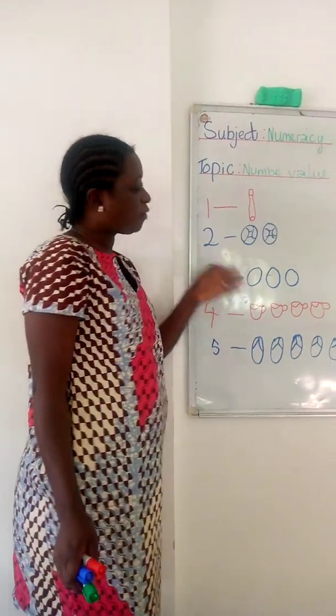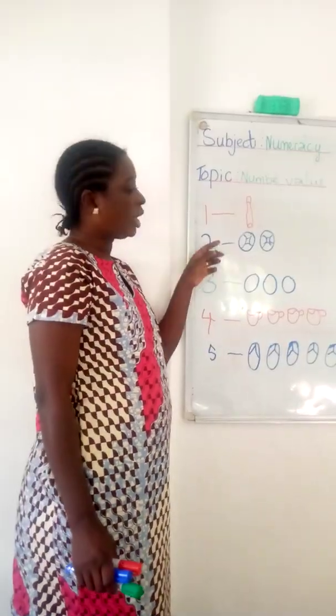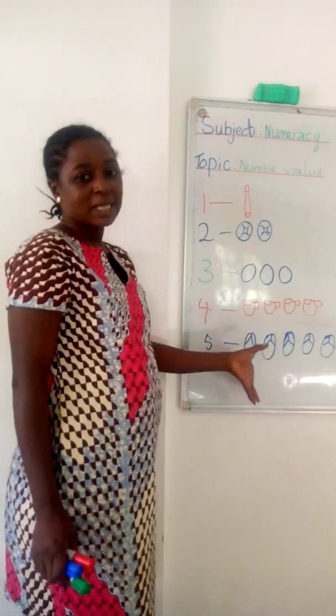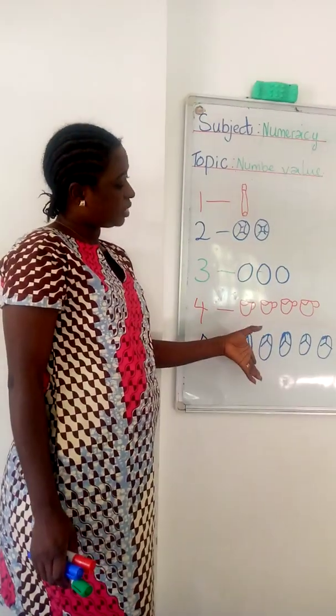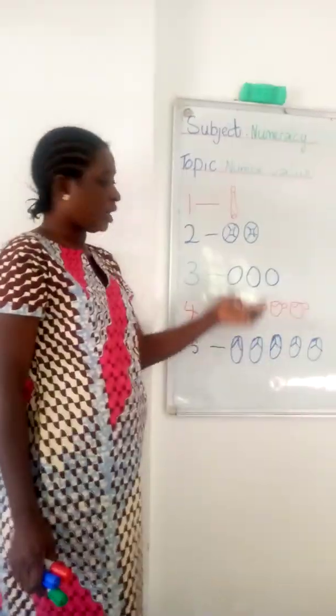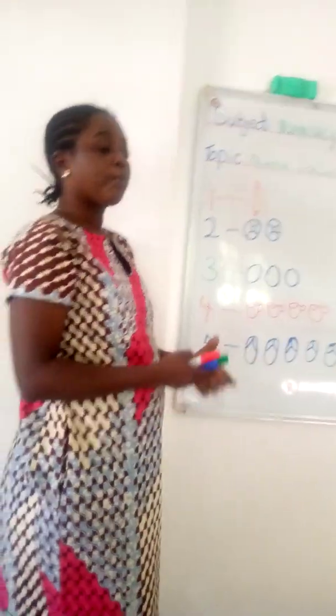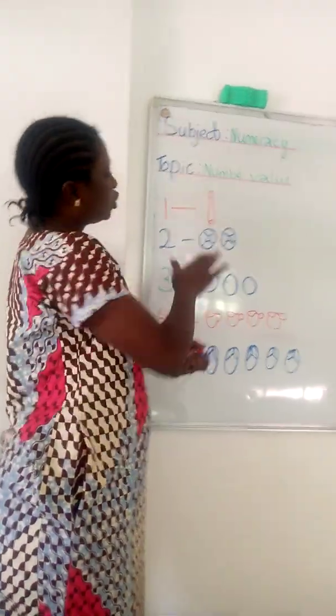So I have some work for you to do in your exercise book. I wrote number 1, 2, 3, 4, 5, and I asked that you draw circles to represent each number. So for number 1, make sure you count. Don't just draw.